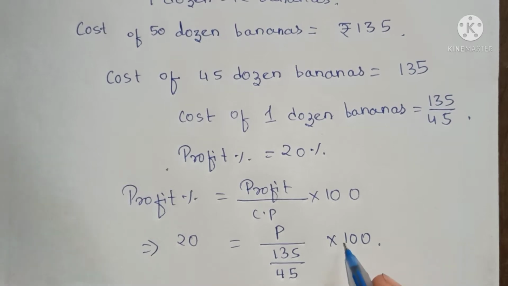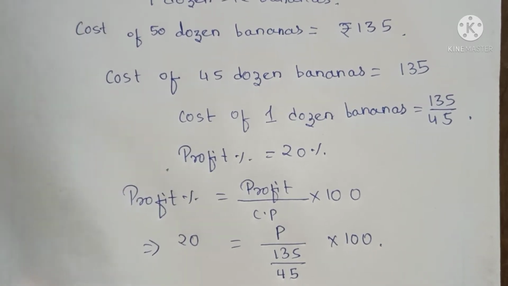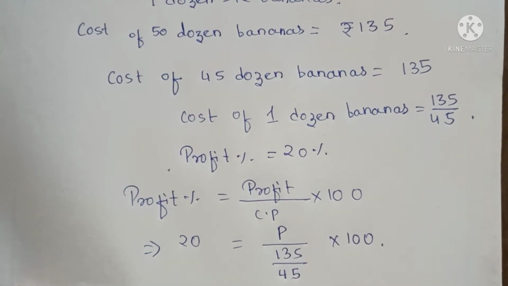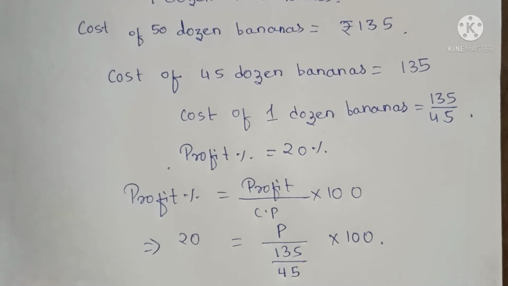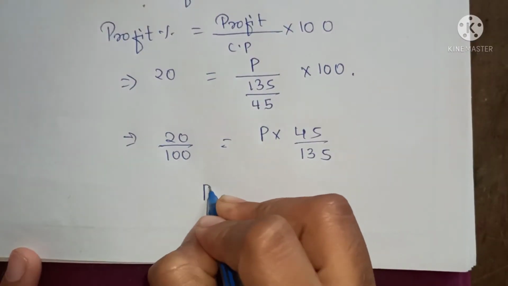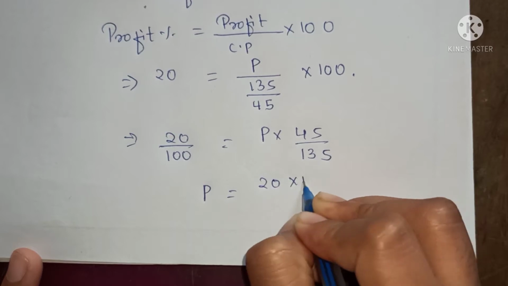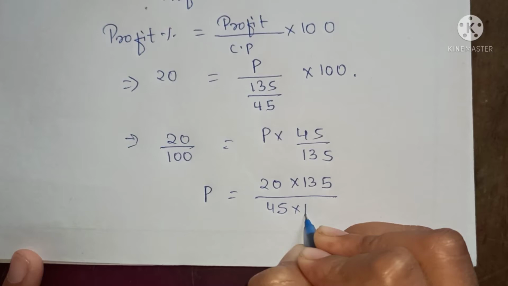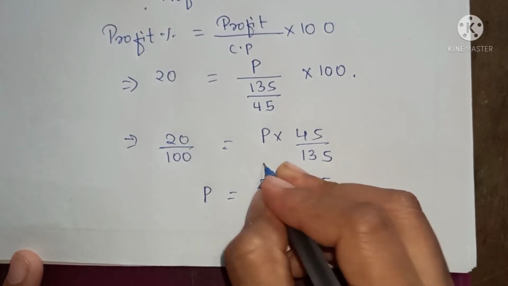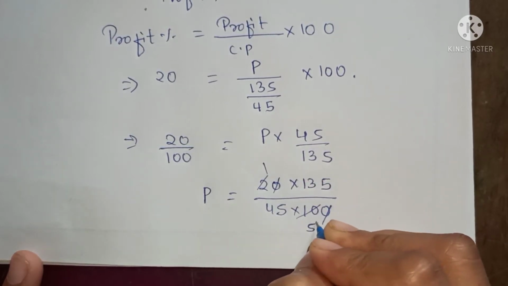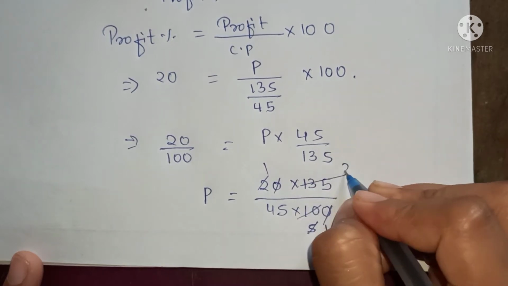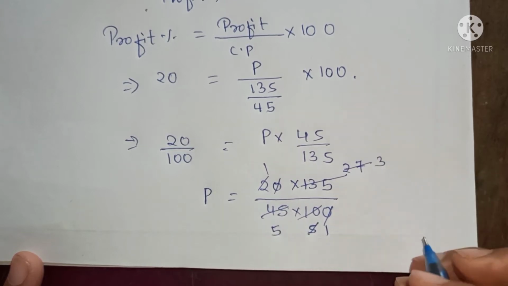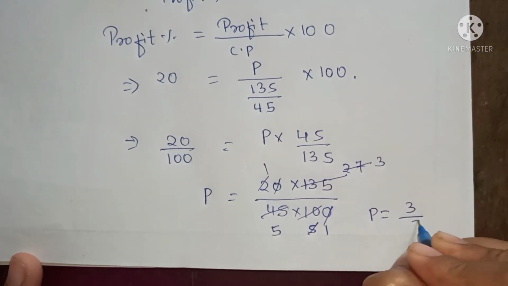Now we'll bring the numbers one by one here. 20 divided by 100 will become P into 45 by 135. So P equals 20 into 135 by 45 into 100. Now if we cancel it, we will get 7, then 5, 3. So P equals 3 by 5.